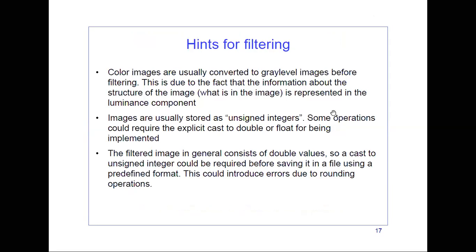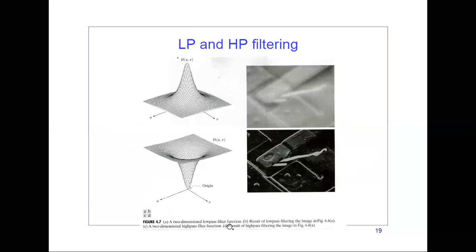What else do we have? So this is what the author was telling. As I told you yesterday, data types are something that we should be careful about. Low pass filters average out the image. High pass filters stress on the details.